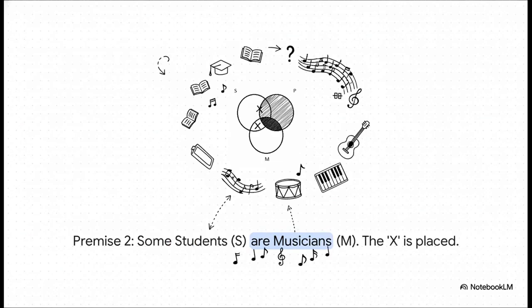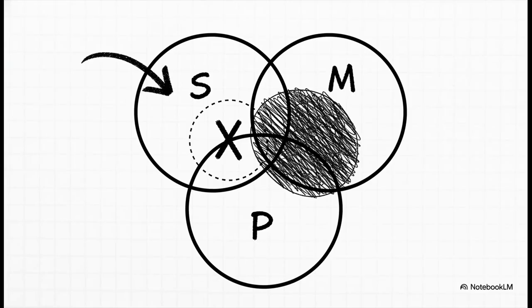Some students are musicians. This just means there's at least one person out there, we'll call them X, who exists in the space where the student circle and the musician circle overlap. So we'll go ahead and place our X right there in that shared space. Okay, now just look at what the diagram forces us to see. It's kind of cool, right?